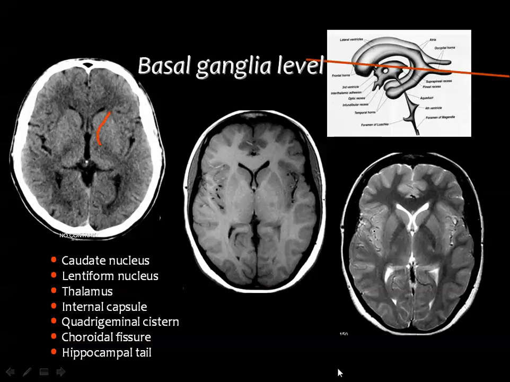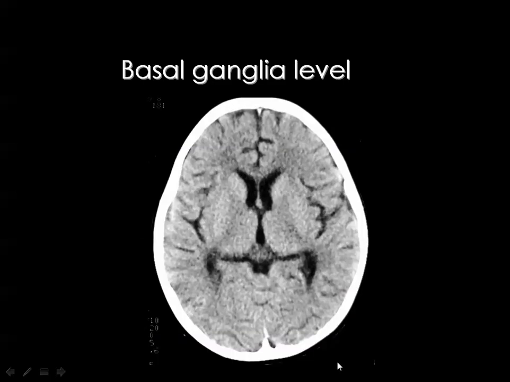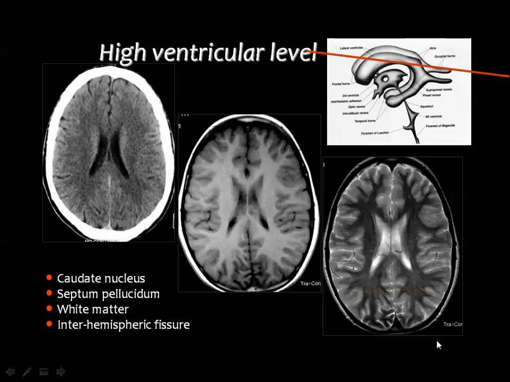Then this is the internal capsule in the CT image, and if you look here, and if you are asked about this structure, you say this is the caudate nucleus, and this structure, you say that this is the lentiform nucleus, and here you can see the left thalamus, and in between these structures you can appreciate the internal capsule.